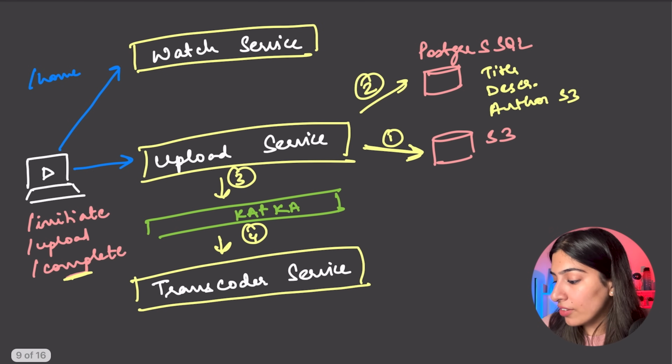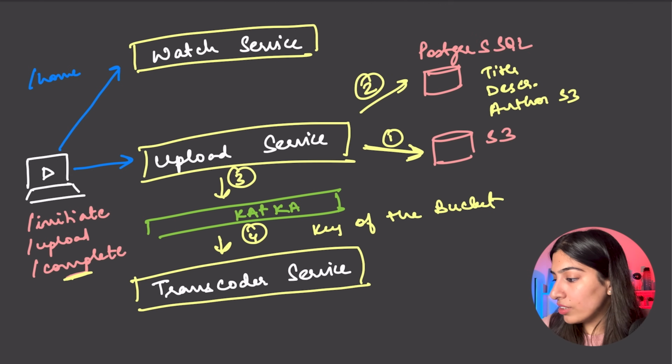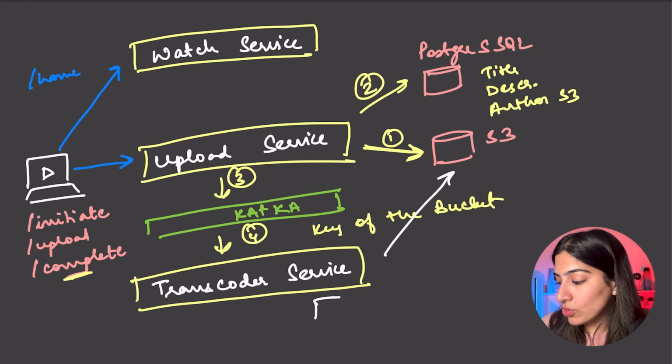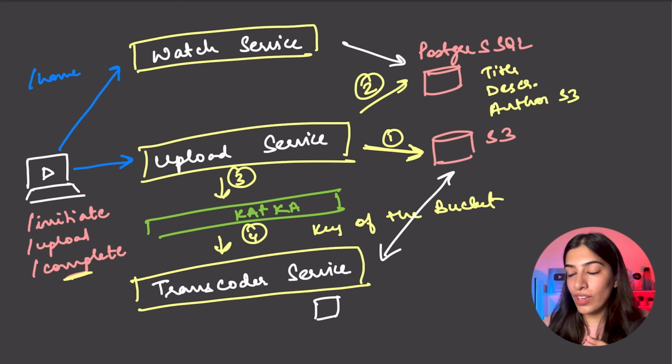What did it need from Kafka? It needed just the key and the bucket. So the key and the bucket it got. So this transcoder service went to S3, and it got the file locally. It transcoded everything and then it put it back. So what service is getting all the details for /home, and from where? From the PostgreSQL.